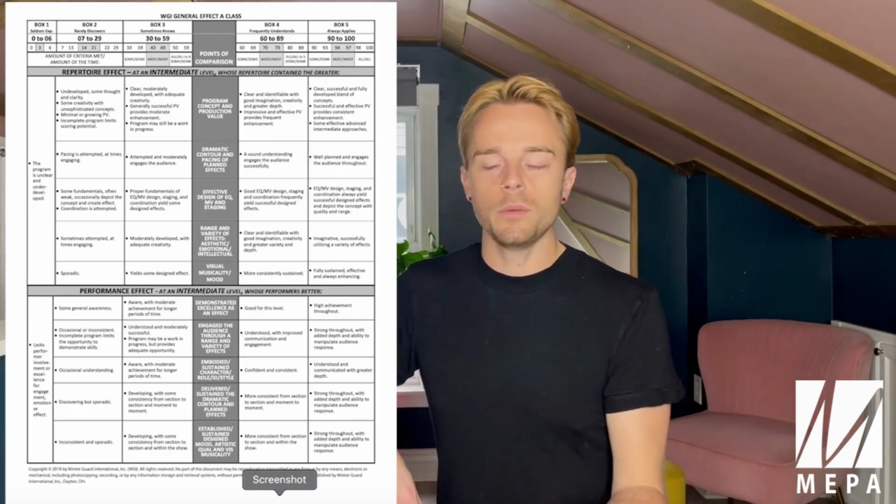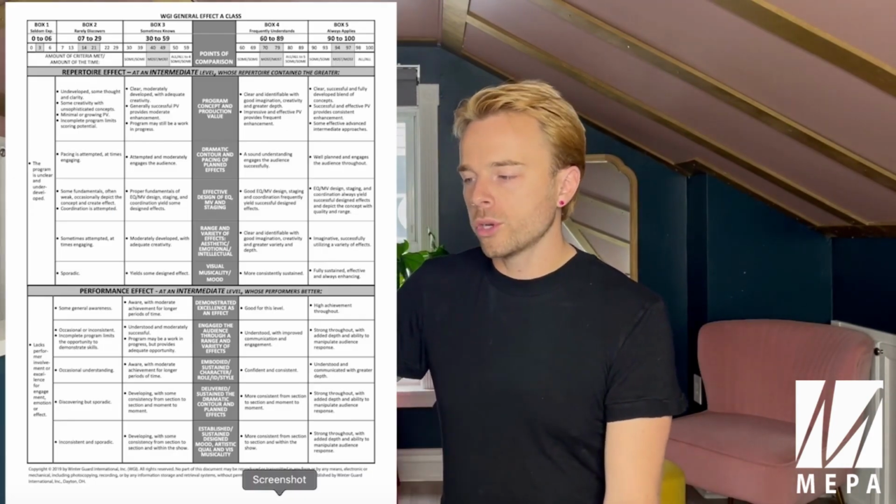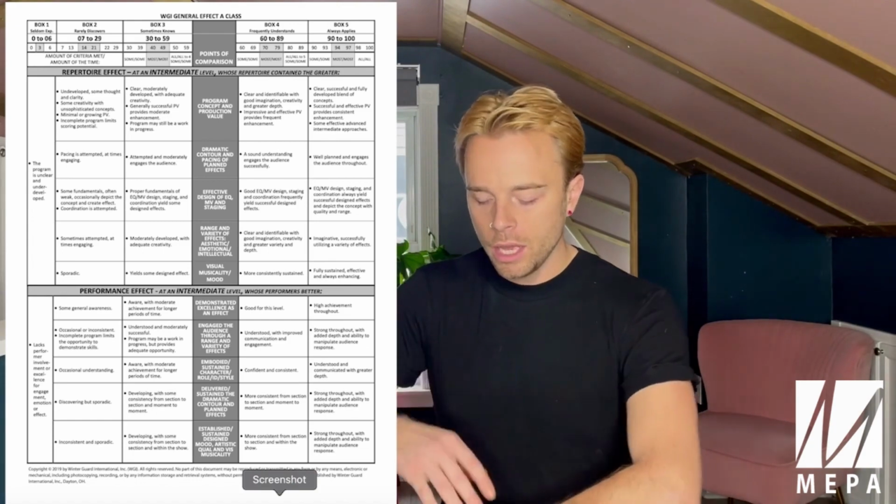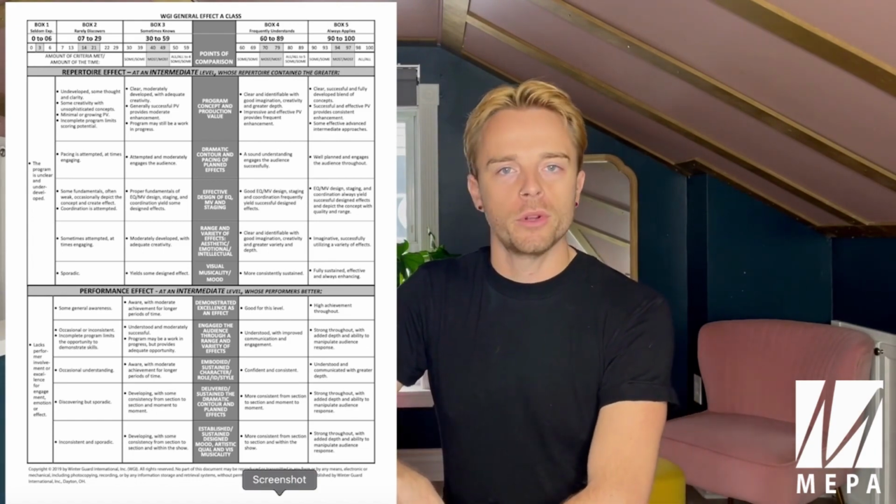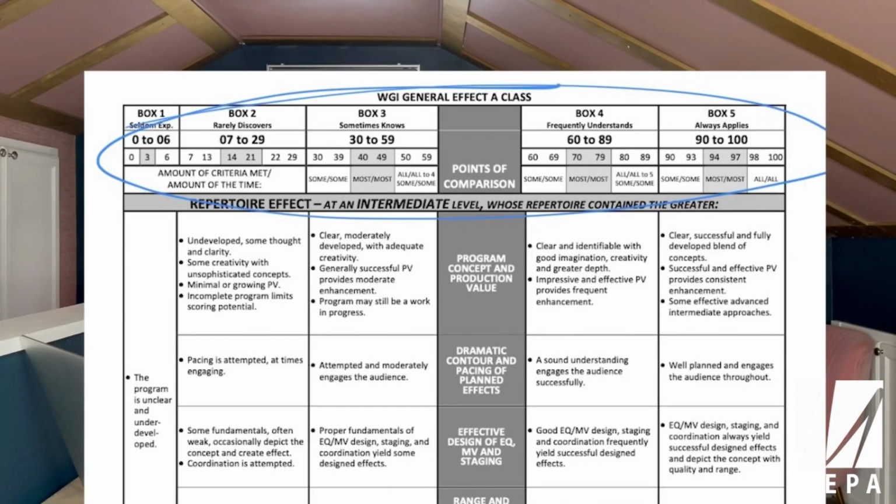So if we turn to the second page, you can see this has a lot more words on it. It's a lot more specific, and this is really how you're going to find the numbers that you achieved. So at the top, you can find the 5 different boxes, and then just beneath that, you can see the point range that falls into each one of those. And this is how the judge puts a number down.